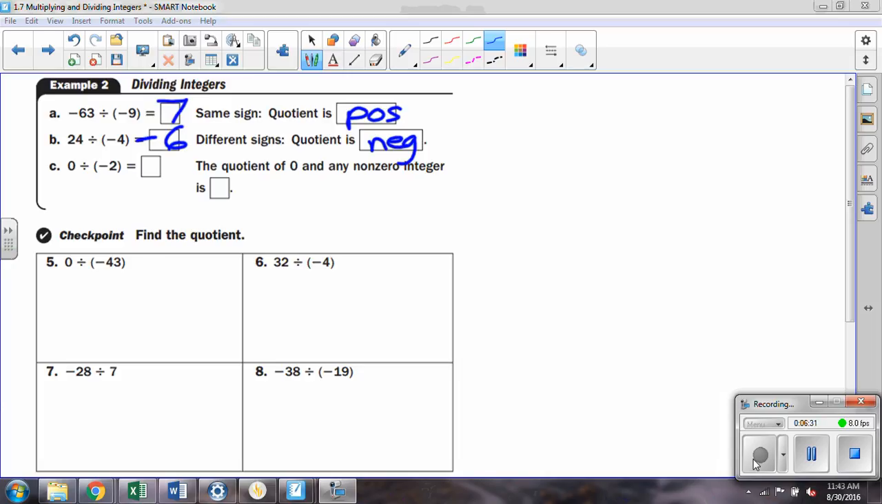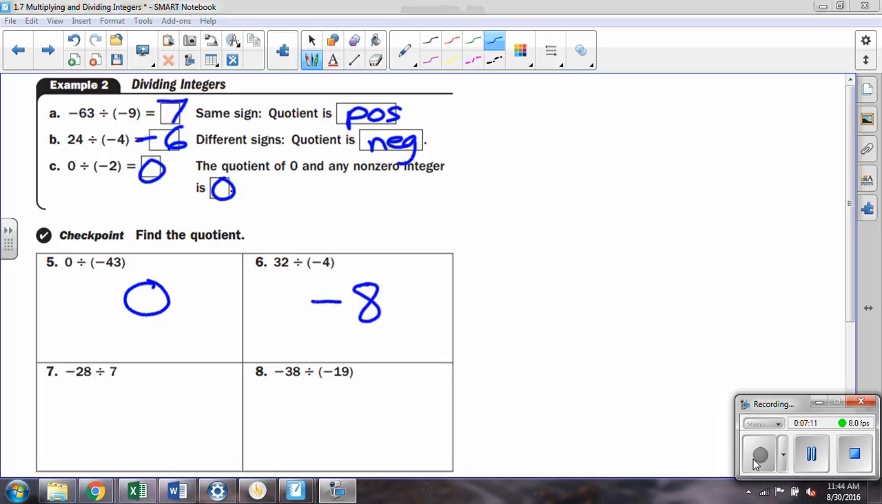0 divided by negative 2. 0. 0 divided by any number, any integer, well, except 0, will equal 0. Continuing further, 0 divided by negative 43, just 0. Positive 32 divided by negative 4. How much is 32 divided by 4? And should that be positive or negative? Why should it be negative?